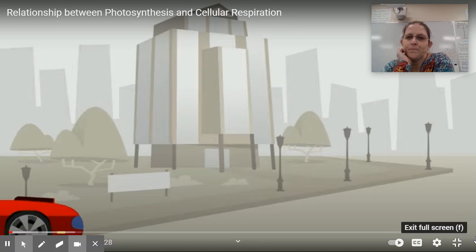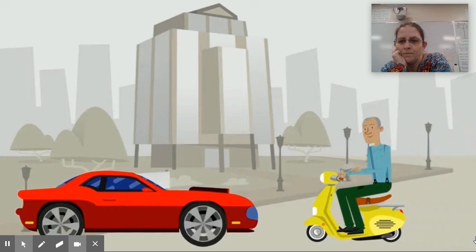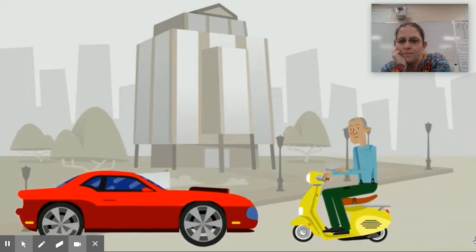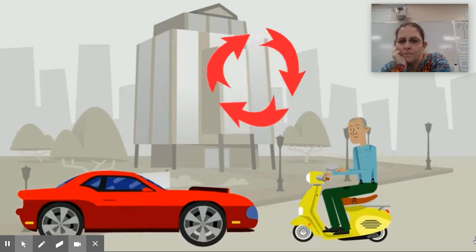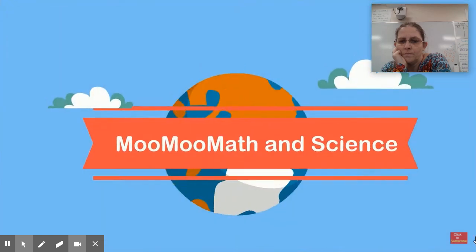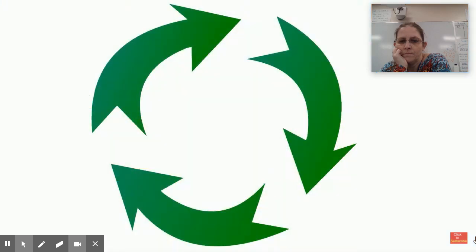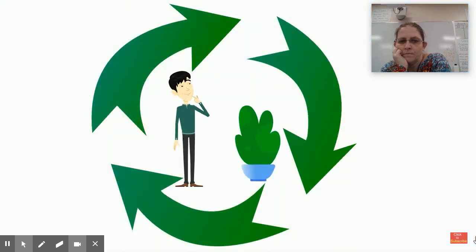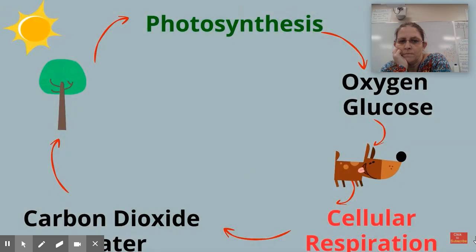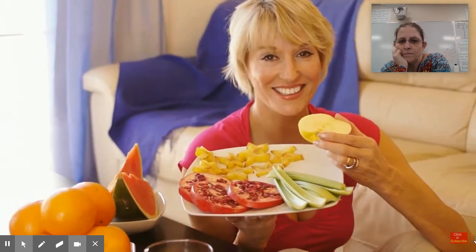Wouldn't it be nice if the exhaust of your car could be used as fuel for your motorcycle, and the exhaust of your motorcycle could be used for fuel for your car? You would have a nice cycle in which both the car and the motorcycle benefited. Welcome to Moo Moo Math and Science and the relationship between photosynthesis and cellular respiration. Photosynthesis and cellular respiration have a similar relationship. The waste product of photosynthesis is used in cellular respiration, and the waste product of cellular respiration is used for fuel in photosynthesis. In order to stay alive, we need to eat.